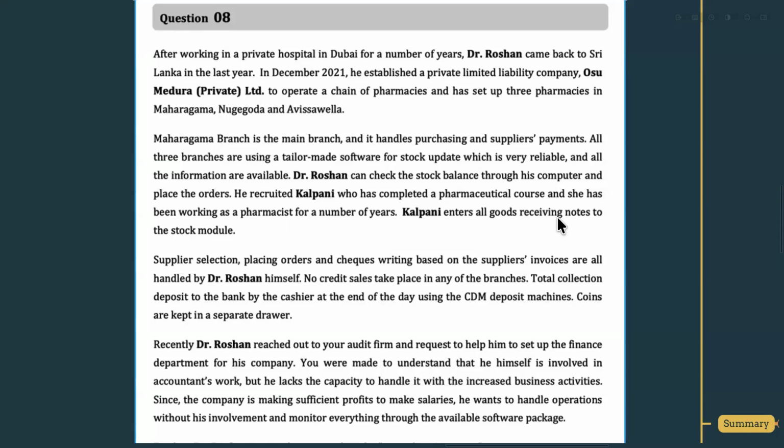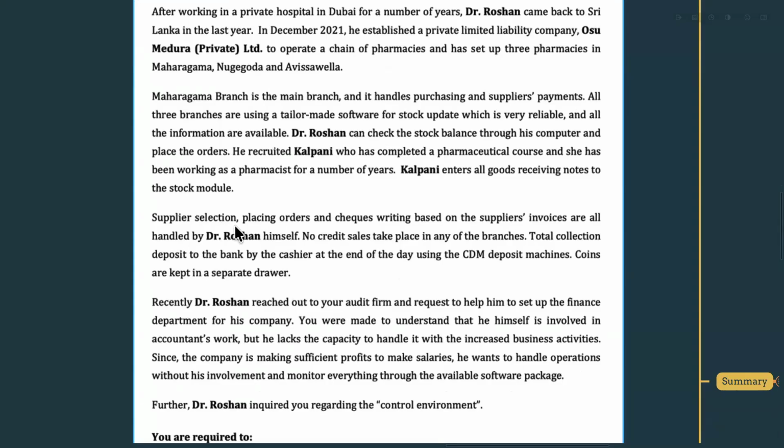There is a problem. So she is the one issuing the medicine to the customer as well as entering the goods received notes. Sometimes she can take the medicine and she can create some fake goods received notes. And she can sell that medicine to other people. So there is no segregation of duties. That's the control weakness here. And let's talk about the other paragraph. Supplier selection.